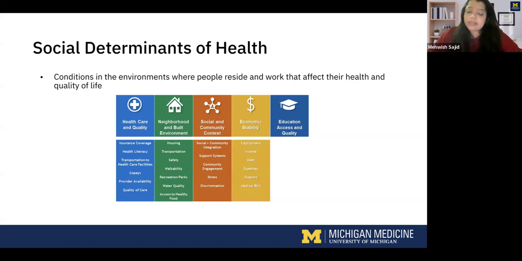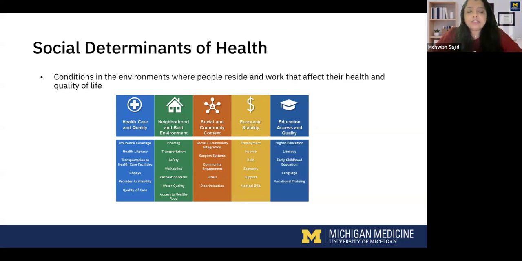Looking at economic stability, so, is the patient's employment stable? Is their level of income stable? What's their debt to income ratio? Do they have a lot of medical bills? Do they have access to get support if they do have medical bills or payments that they're having difficulty meeting?